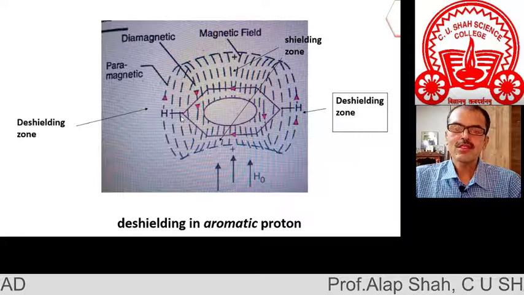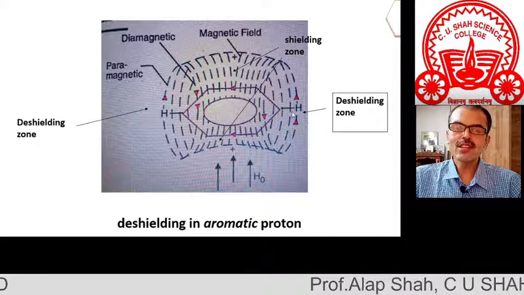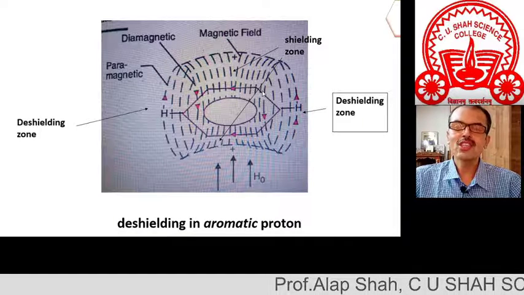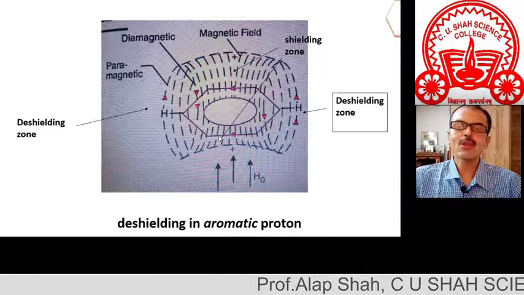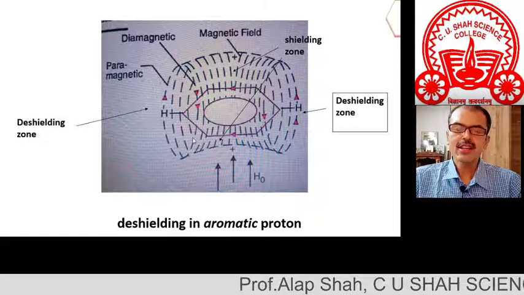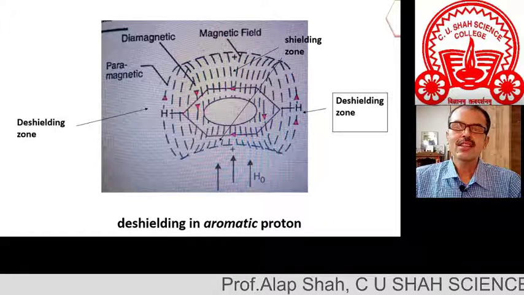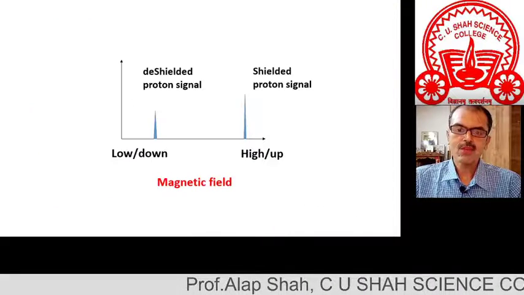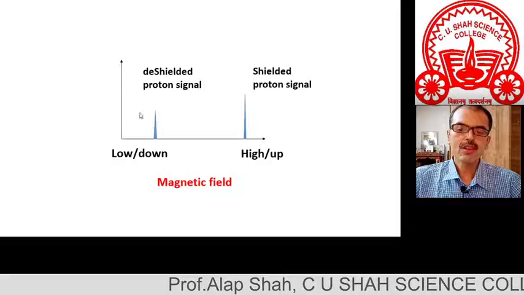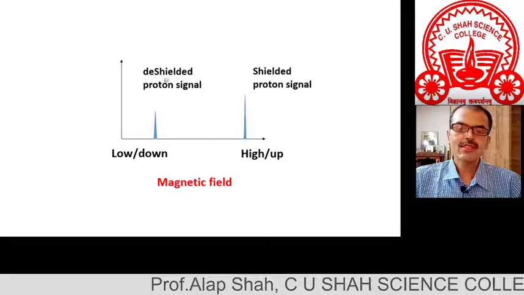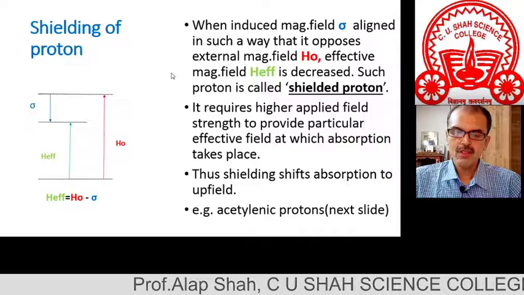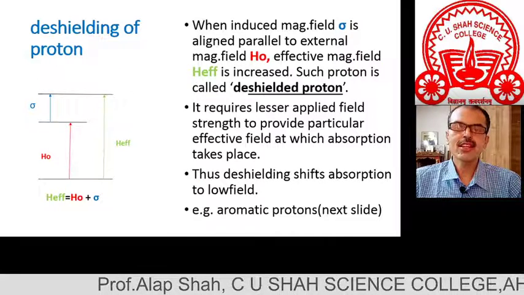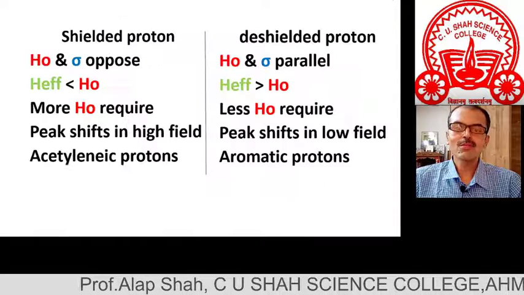So not just these two, all six protons are located in the deshielded zone, and that's why aromatic protons are highly deshielded. Since they are deshielded, their signal falls into the low field or downfield. I hope you understand the meaning of shielding and deshielding. Now we summarize both.